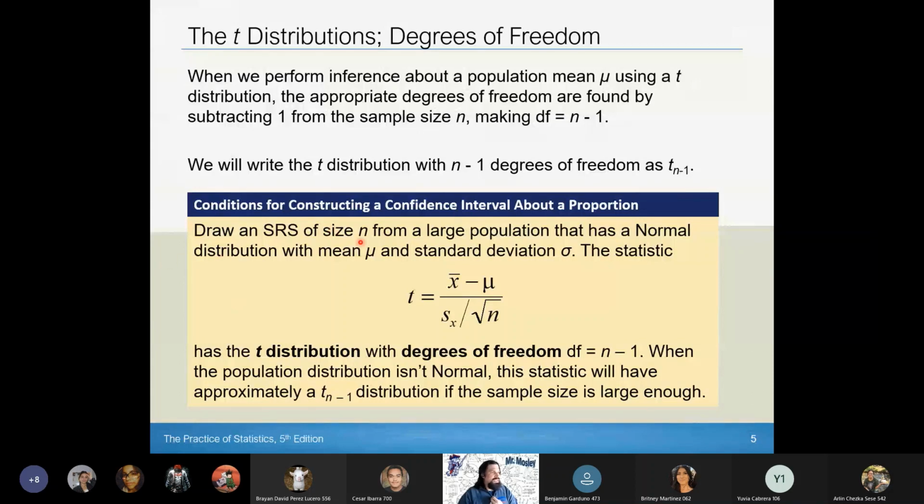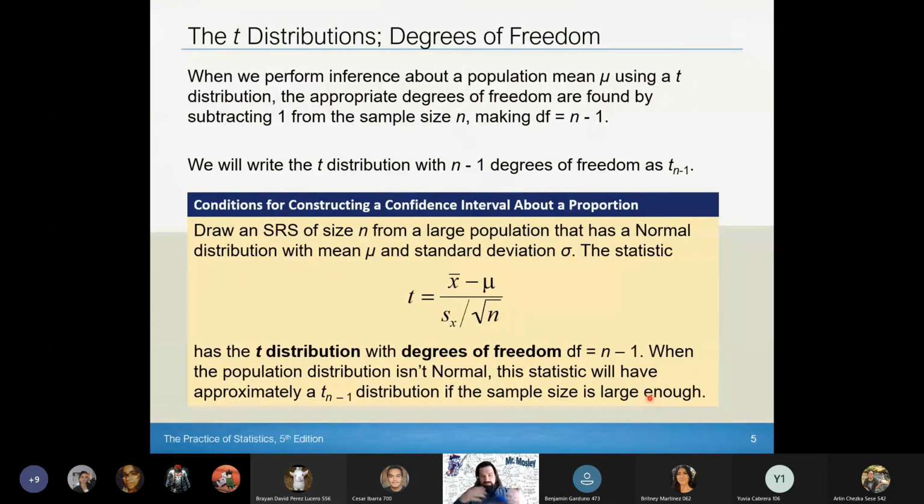Draw an SRS of size n from a large population that has a normal distribution with mean mu and standard deviation sigma. The statistic t equals x bar minus mu divided by s sub x divided by square root of n has the t distribution with degrees of freedom df equals n minus 1. When the population distribution isn't normal, this statistic will have approximately a t n minus 1 distribution if the sample size is large enough.